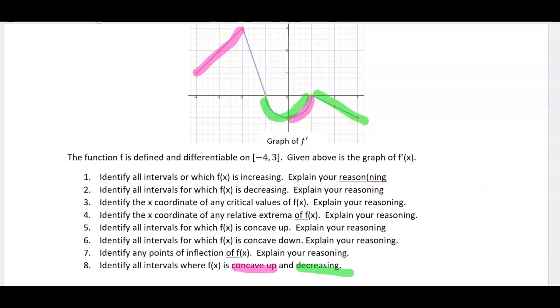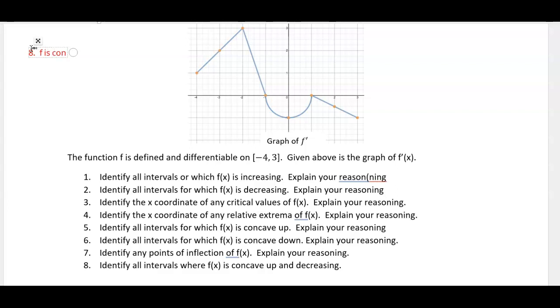Now, the question is, where is it both concave up and decreasing? In other words, pink and green at the same time. Well, that's happening right here, right? So that's the interval from 0 to 1. So how would you write your answer for that? Number 8, right?